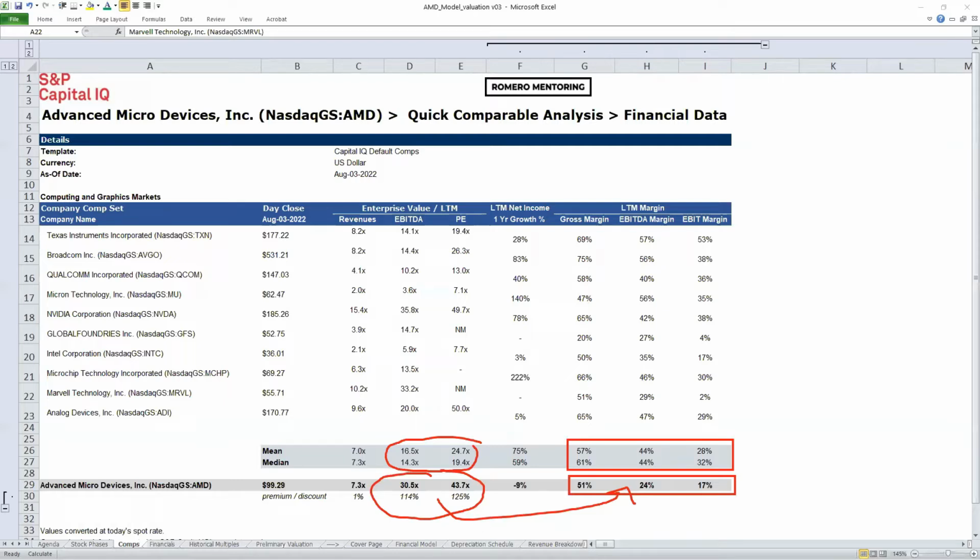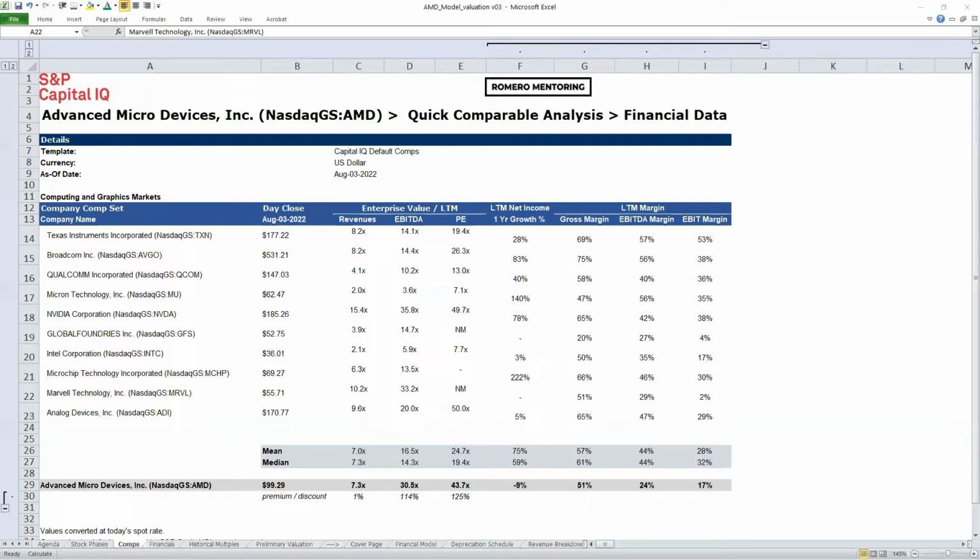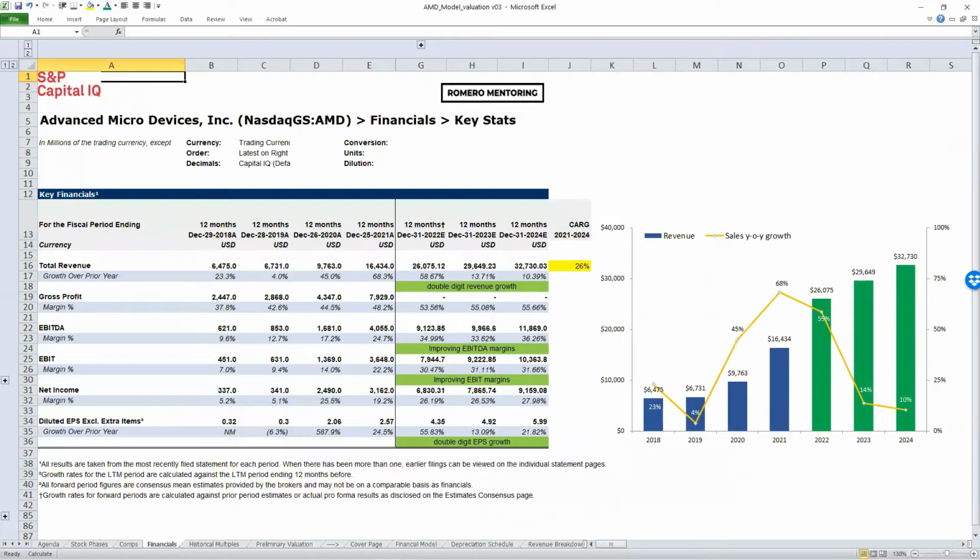Now, with that being said, let's take a look at the financial profile of the company, okay? In the next tab, and here it is. All right. So what I'm illustrating right here is just a P&L chart, right? Top line revenue, gross profit margin, EBITDA, EBIT, net income, and earnings per share. All the way on the right, I have a visual representation of revenue and the growth so that you can see that from 2022 to 2024, AMD is still growing revenue at double digit.